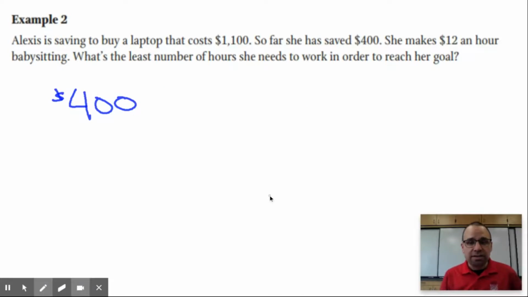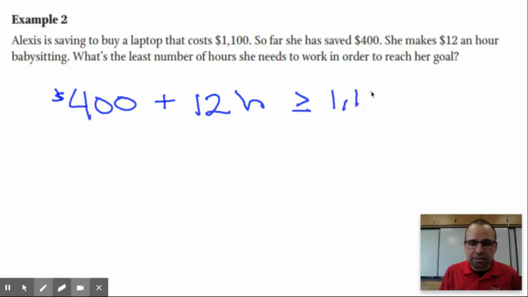So far, she has saved $400. She's going to be adding to that amount every time she saves more money. She makes $12 an hour, but we don't know how many hours she needs to babysit. So maybe I'll put an H there. That'll be our variable for the number of hours. And then remember, this amount has to be greater than or equal to the laptop that costs $1,100.